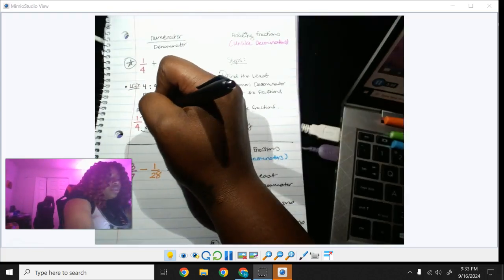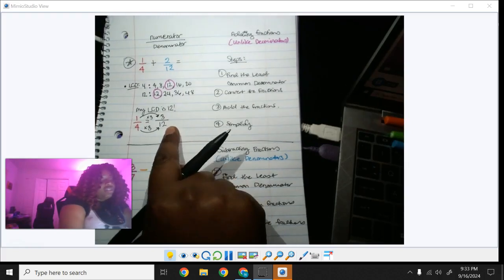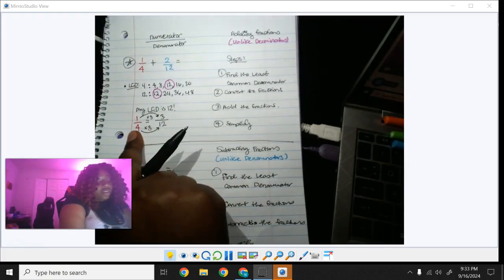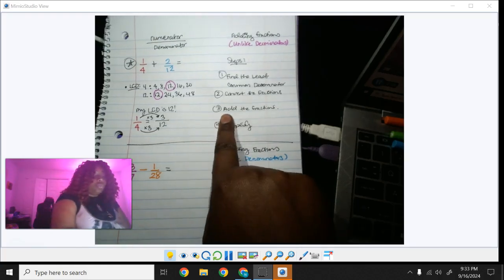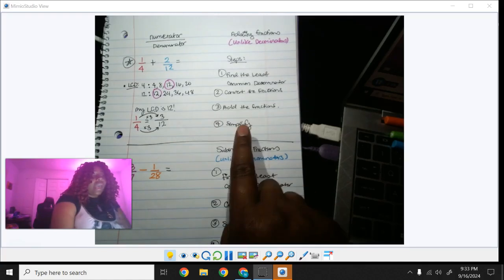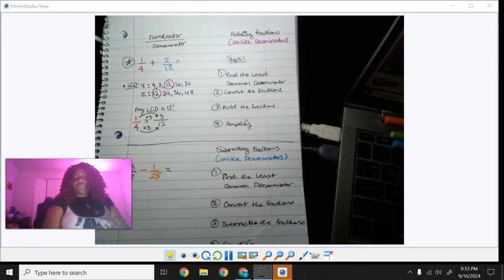And whatever you do to the bottom, or the denominator, you have to do to the numerator. So 1 is multiplied by a factor of 3 to give you 3. So our new number, which is equivalent to 1/4, is 3/12. Now I'm going to take 3/12 and add that number to 2/12, and then I will simplify if possible.